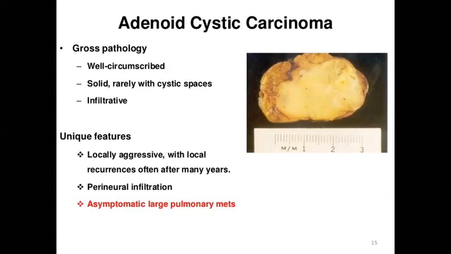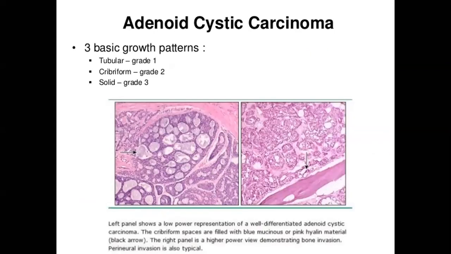It has the quality of infiltration. Unique features: locally aggressive with local recurrence, often after many years, and perineural infiltration. Adenoid cystic carcinoma has three basic growth patterns: one is the tubular, grade 1; the second is the cribriform, grade 2; and the third is the solid, grade 3.